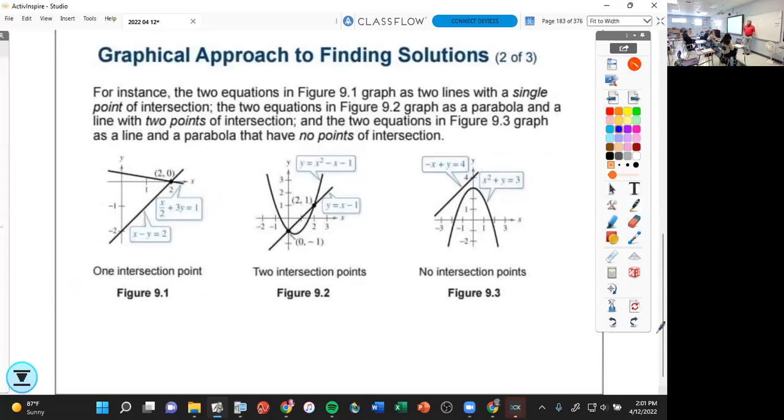Here are 3 examples. One solution: I have 2 lines that intersect at one point. That's one solution. 2 solutions: I have a parabola with a line going through it. No solutions: I have a parabola and a line that's above the parabola.